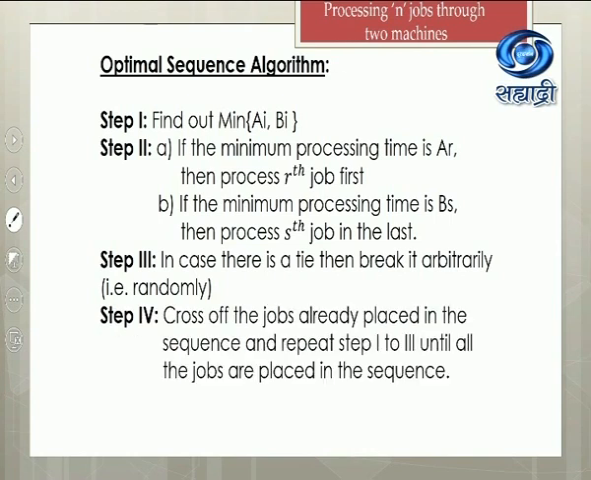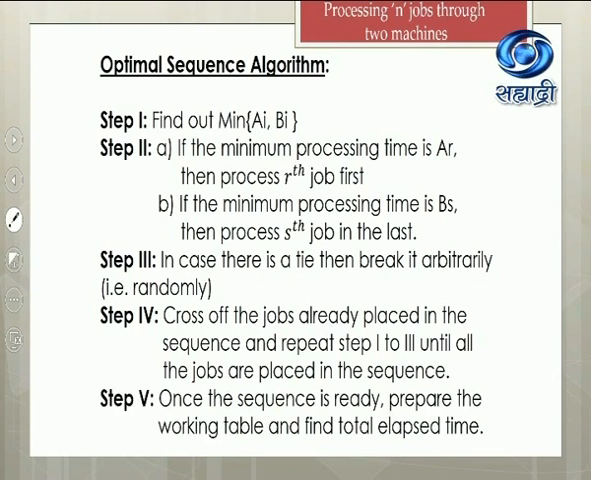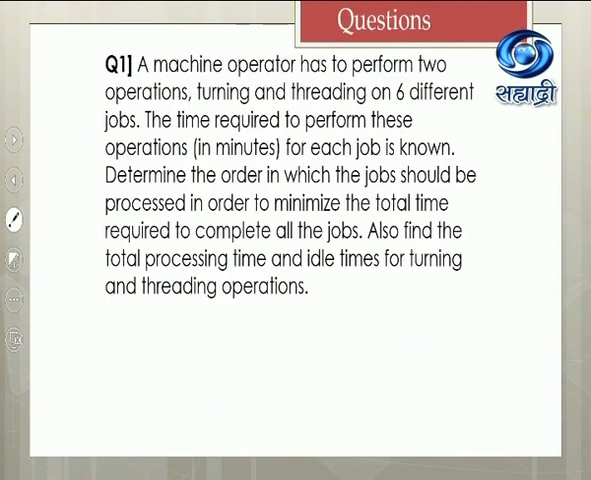And lastly, cross off the jobs already placed in the sequence and repeat steps 1, 2, 3 until all the jobs are placed in the sequence. Once all the jobs are placed, then you will prepare the working table and find total elapsed time. So for all these steps to be followed, now we will move on to the problems. Let us see question number 1.